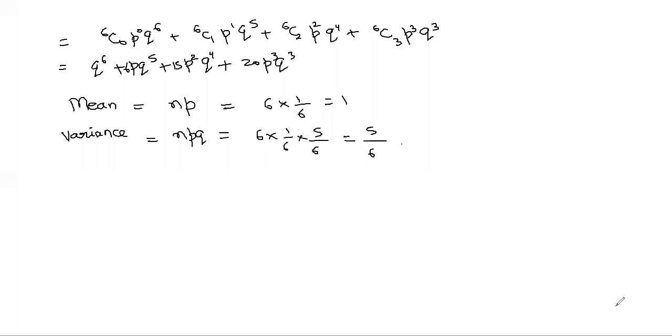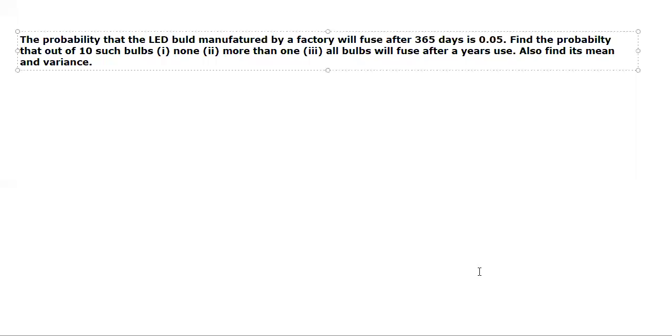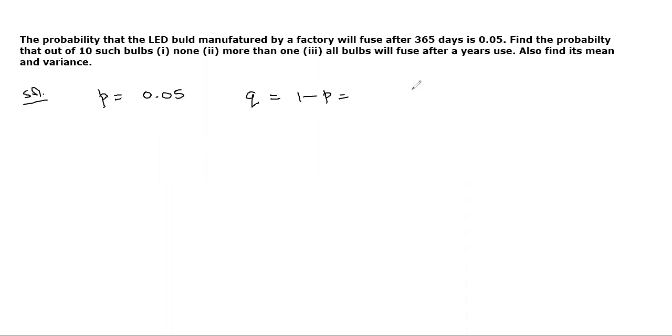Let's have another example. Suppose the question is this, that the probability of an LED bulb manufactured by a factory will fuse after 365 days is 0.05. We have to find the probability that of 10 such bulbs, none, or more than one, or all bulbs will fuse after a year's use. So clearly the probability of success is that the bulb will fuse, which is 0.05, and probability of failure then is 1 minus p, which is 0.95. Now the trial is repeated 10 number of times, so n is 10.